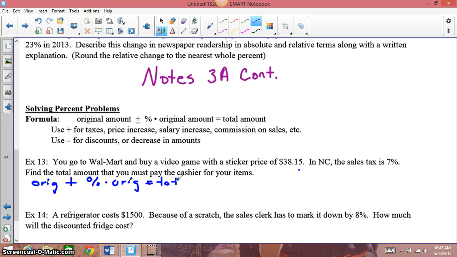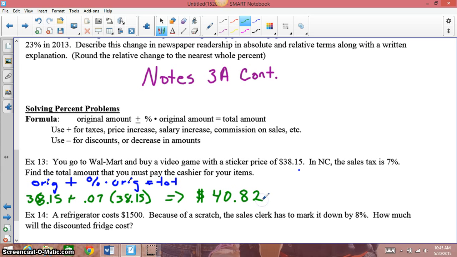So the original amount here, $38.15, plus a 7% sales tax, so 0.07, times $38.15. Essentially, you can just type that in your calculator from left to right, and that's going to give you your final answer. Your out-the-door price for this video game is going to be $40.82. I'll let you try example 14. It is a discount, so be sure you note that you'd be using subtraction there.